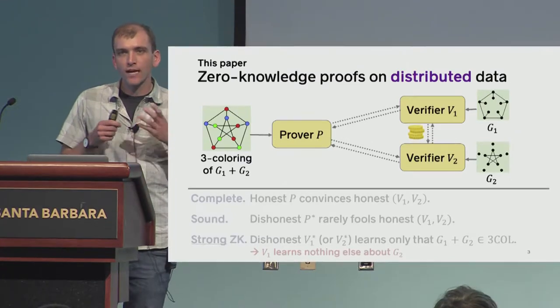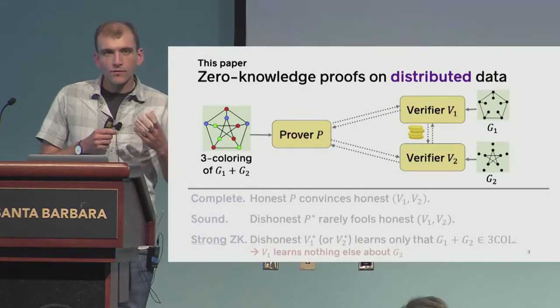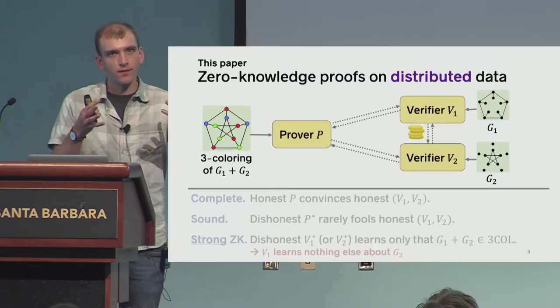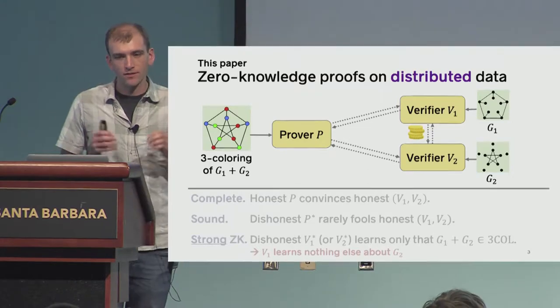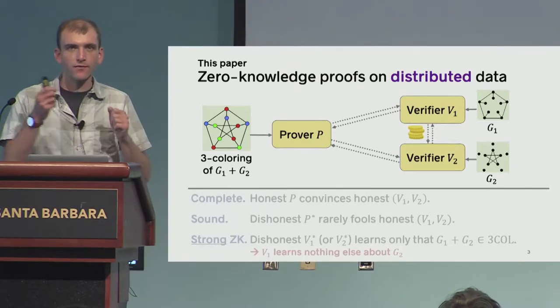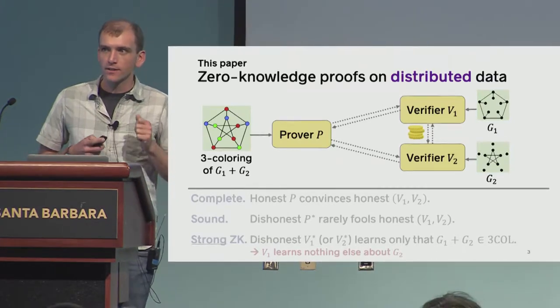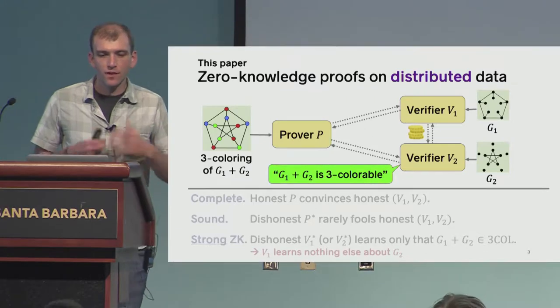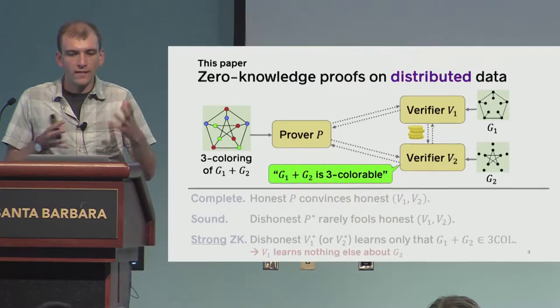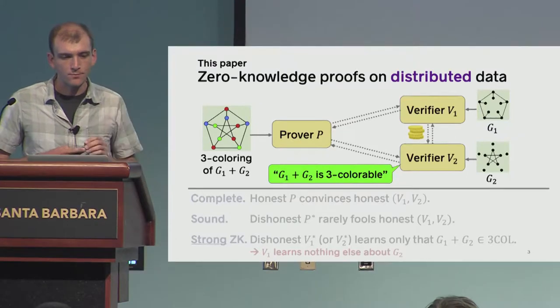So if we're looking at graphs, each verifier, say, could take in as input a piece of the graph, and the prover is going to try to convince these verifiers that are holding this graph in distributed fashion that they're actually looking at a three-colorable graph. So the prover and the verifiers will interact over private channels, and the verifiers can even interact with each other. And at the end of this interaction, the verifiers should be convinced that, yes, we're holding a graph that's three-colorable, even if I don't know what the other part of the graph is.